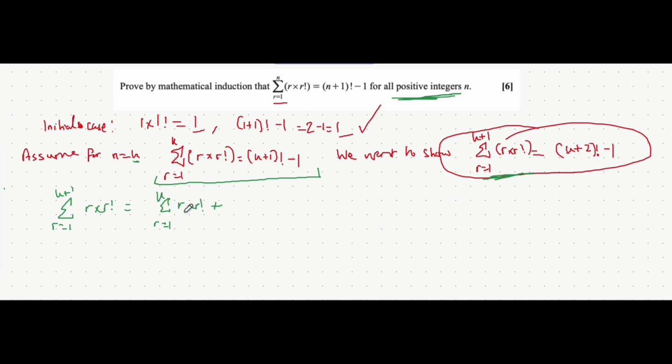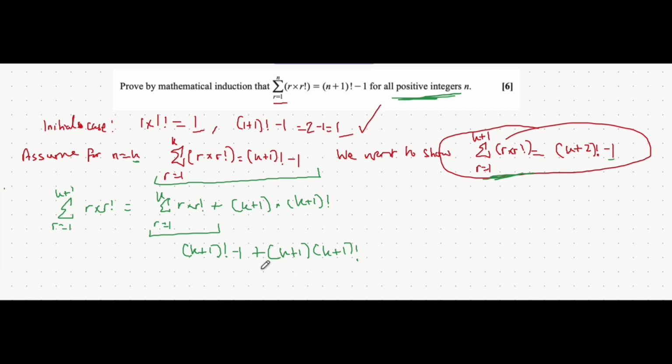Now, when you replace r with k plus 1, we get k plus 1 multiplied by k plus 1 factorial. On top of that, we can replace this expression here with this inductive statement that we made beforehand, because we're assuming that this inductive statement is true. We'll then get k plus 1 factorial minus 1 when we replace this with this, and then we add on to that k plus 1 multiplied by k plus 1 factorial. Now we want to get to this expression somehow.